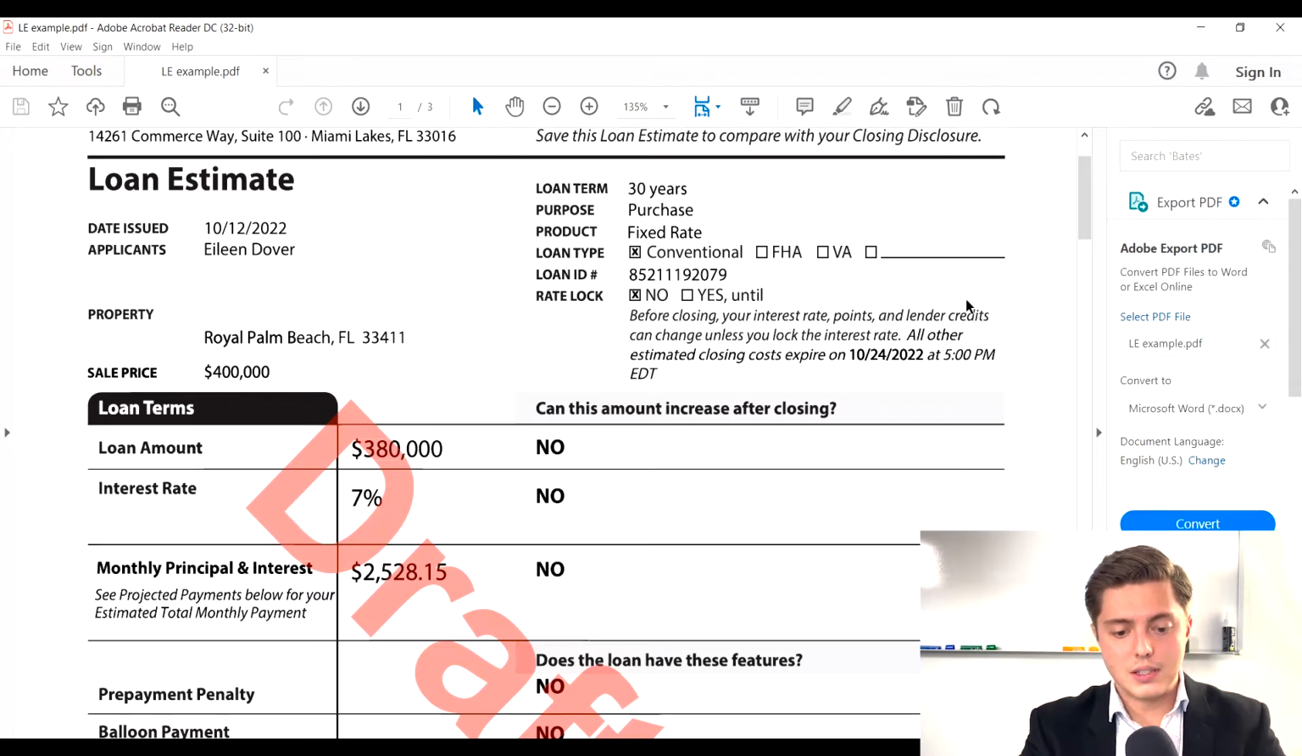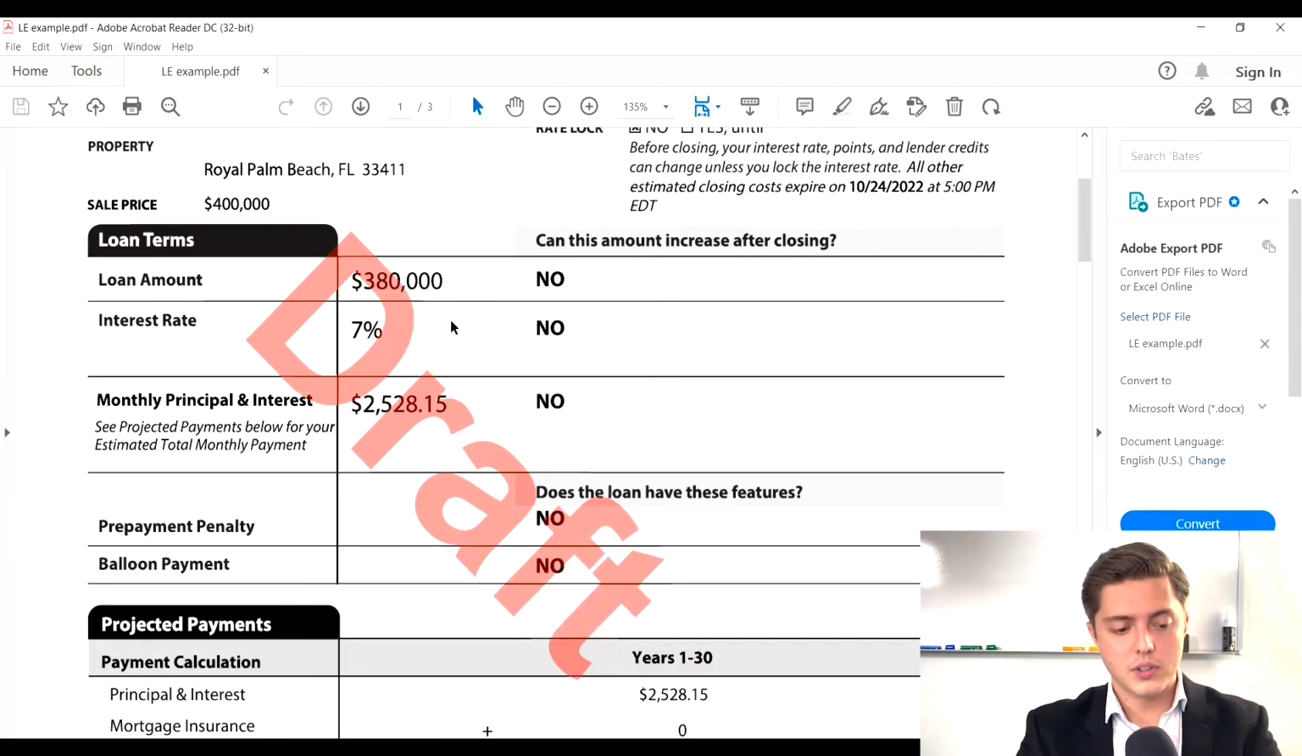So you see this disclaimer here: before closing, interest rate, points, and lender credits can change unless you lock the interest rate. All other estimated closing costs expire, and then whatever date that gets generated based off of whether the loan is locked or not. And that should be the same on every single loan estimate that is out there.